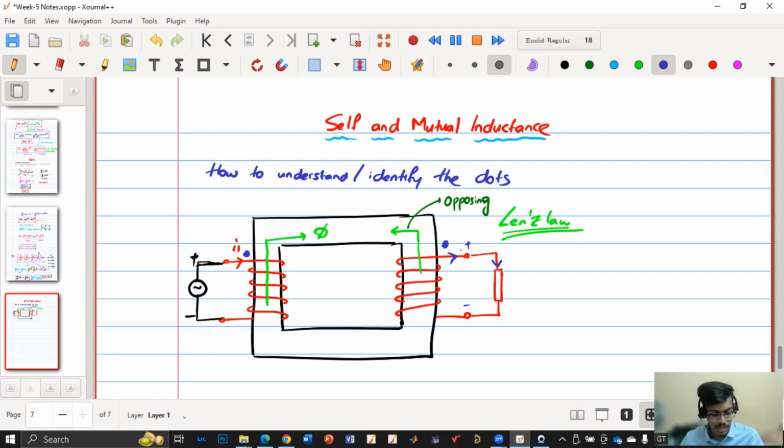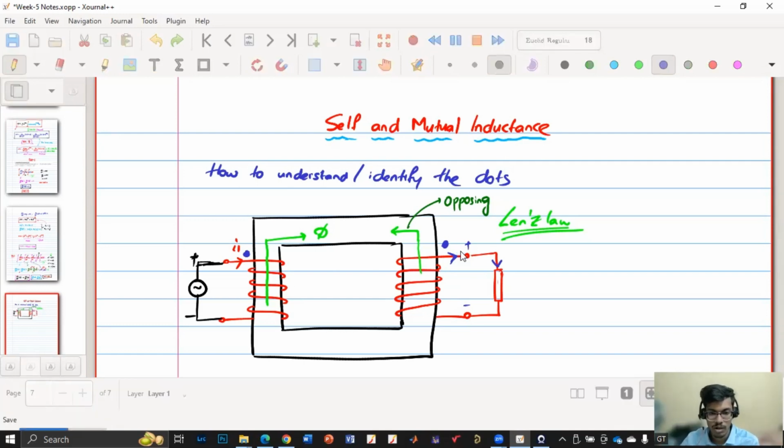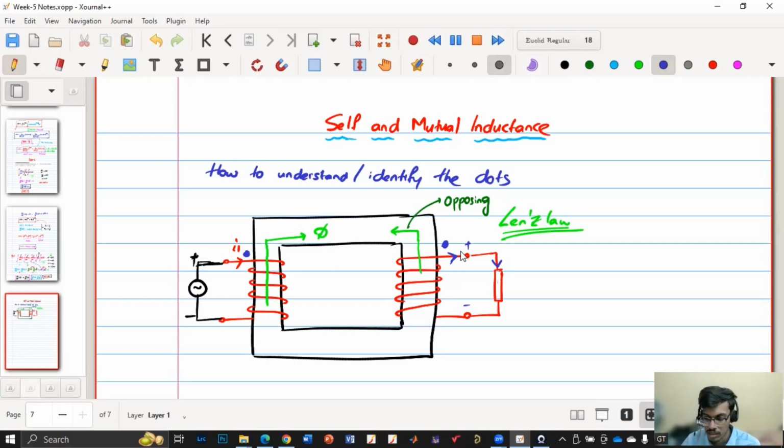So as there is less than a minute, I'll just recapitulate what we are saying. Before we go into self and mutual inductance, it is very crucial to understand the dot convention. So using Lenz's law, when EMF is generated, the induced voltage polarity is in such a way that it will try to oppose the cause, which is the phi generated by I1. So now we know the opposing flux direction. From there we got the current. The polarity is plus on the top and minus here. So from there we got the dot convention.